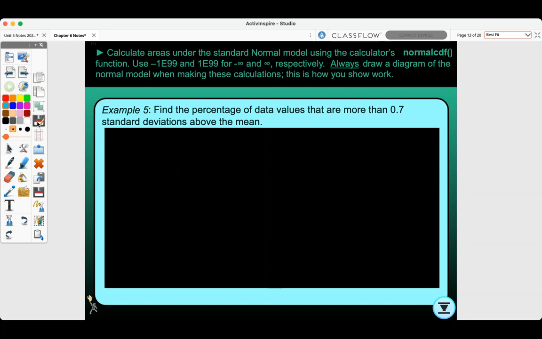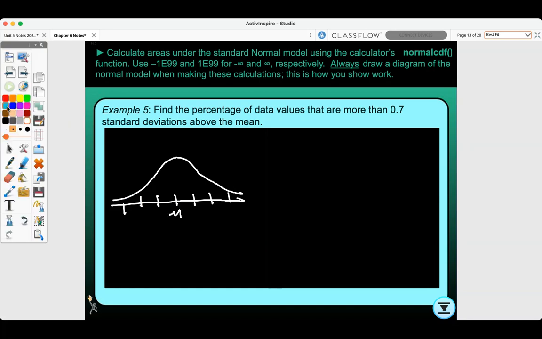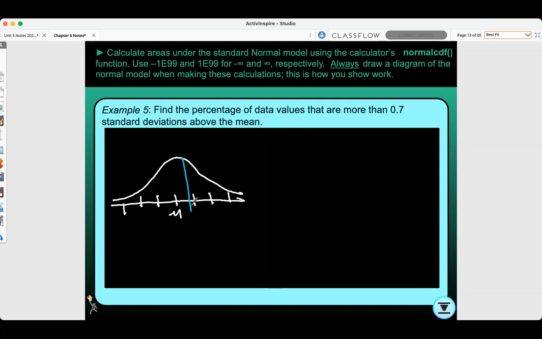Let's go ahead and look at example 5. Find the percent of data values that are more than 0.7 standard deviations above the mean. So again, we draw our normal curve. Here's mu. 0.7 would be right about here. That would be this entire area.